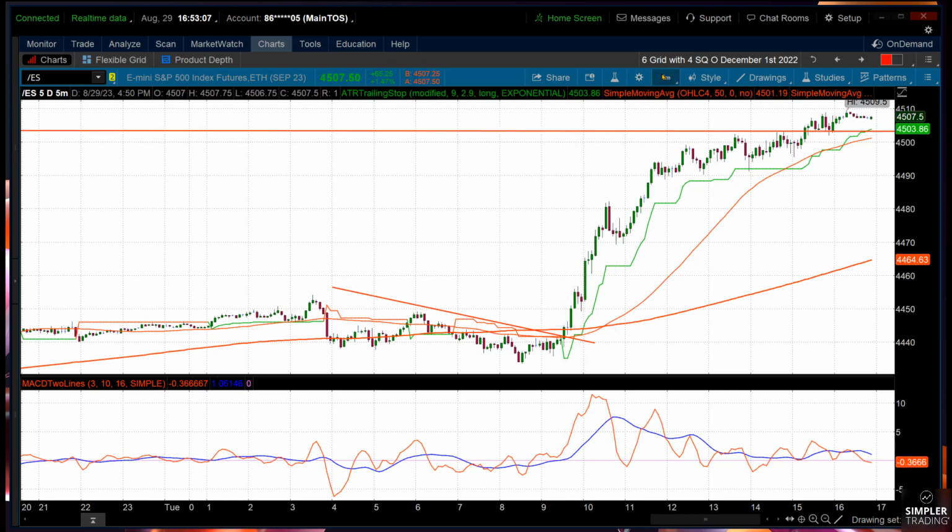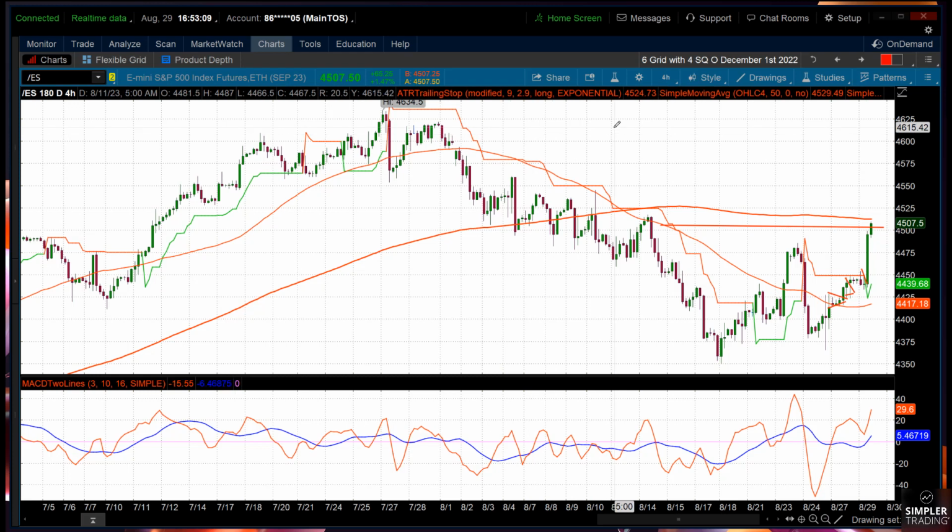Tomorrow, definitely when you're at resistance, you don't short. You look for reversal patterns. And that's exactly what I'll look for tomorrow. We don't see them yet, but that's what I'm going to look for tomorrow.